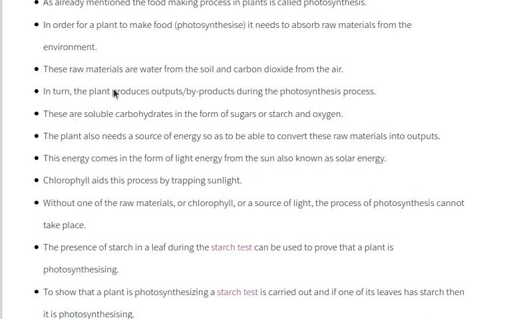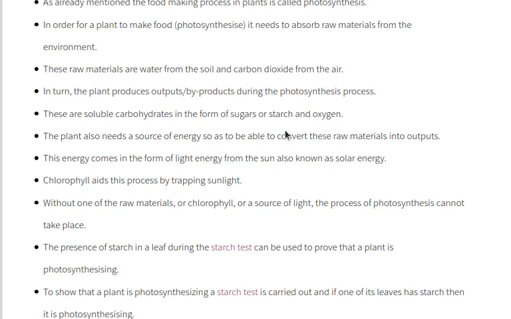In turn, the plant produces outputs, which we can call byproducts. These are carbohydrates, which can be in the form of sugars or starch, and also oxygen. So two things are produced during photosynthesis: we have carbohydrates and we also have what? We also have oxygen.